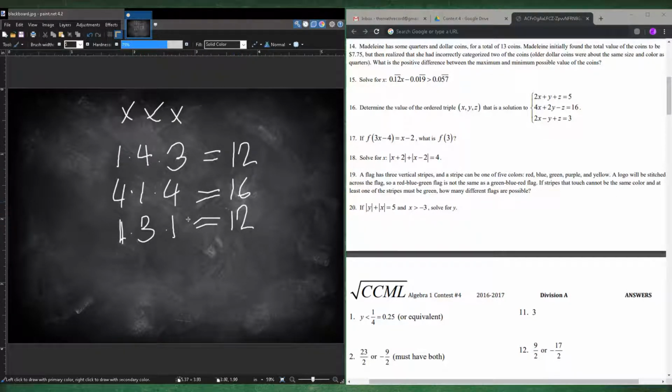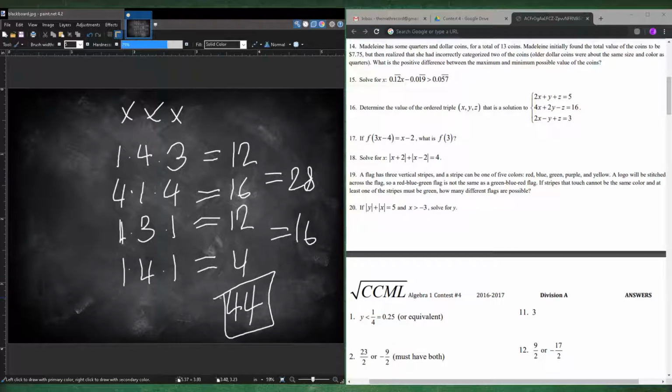So that is a. Let's just do, if there's 2 greens, the greens can only be in the first one and the third one, but you can't put in the second, because if you put in the second, they're going to be touching each other. So the other color in the middle could be 4, because you can't have green. So this is 4. So adding that together, that's 28. This is 16, so 28 plus 16 is 44. So the answer for number 19 is 44.